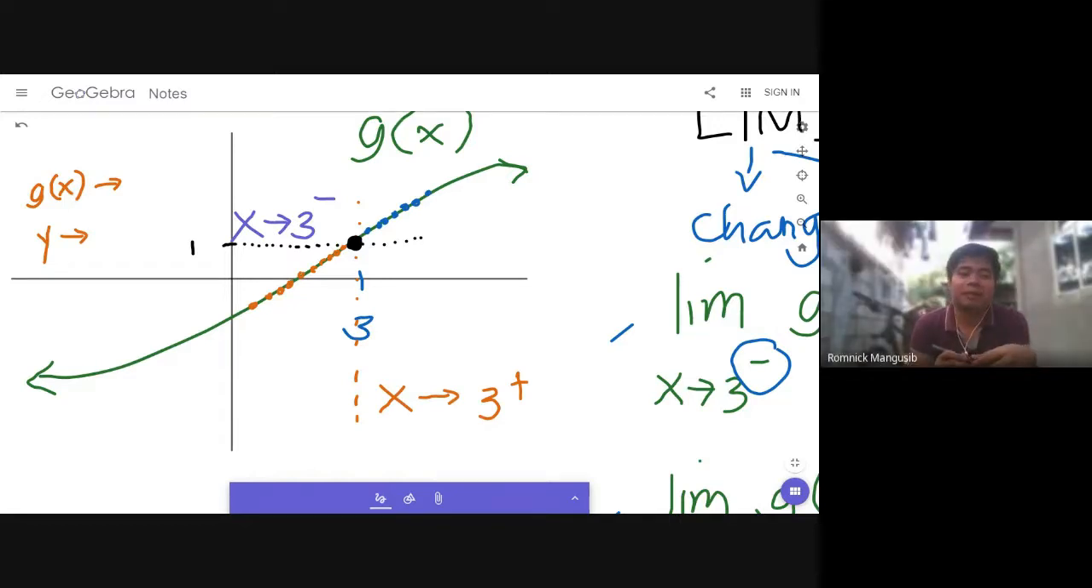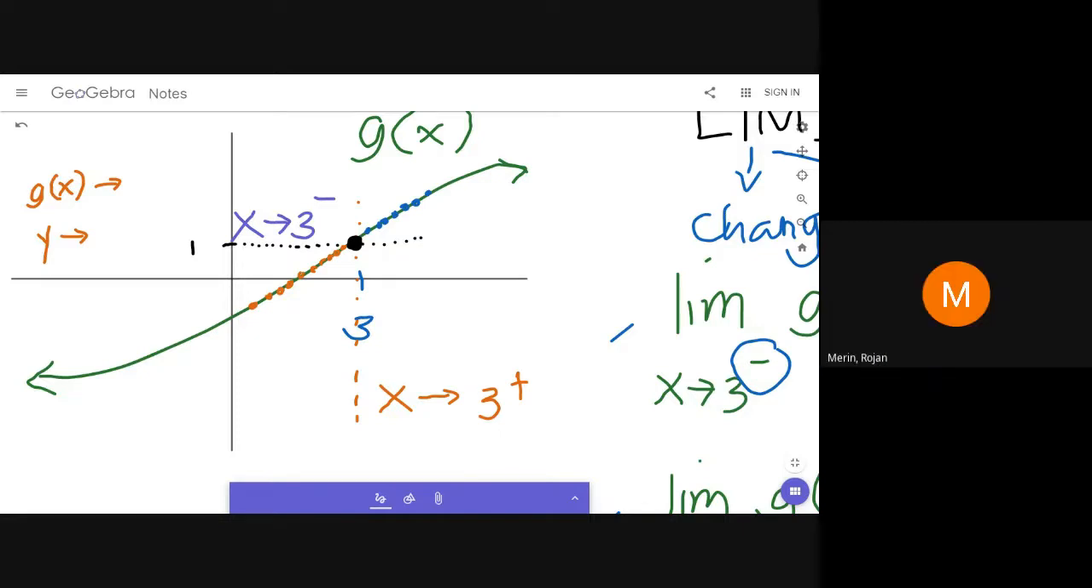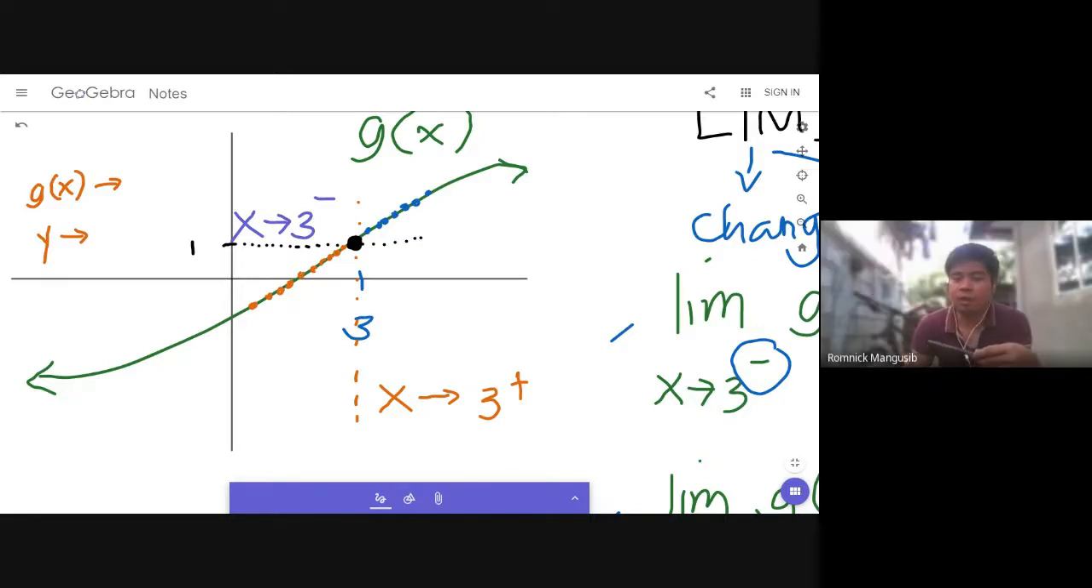Rohan, please tell me, ano naman ang nangyayari sa y o saan papunta ang value ng y habang ang x ay patuloy sa paglapit sa 3 galing sa left? Sa 1 po, sir. 1. Okay. So I will take note of that. That's your answer is 1.